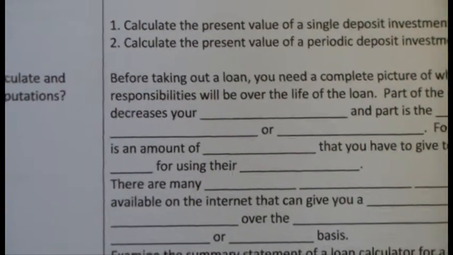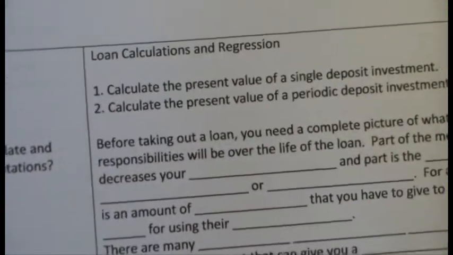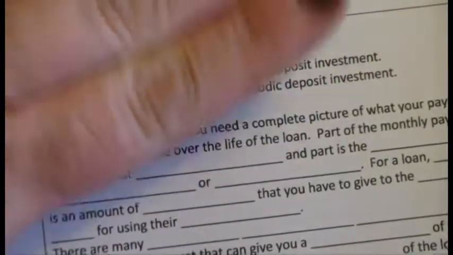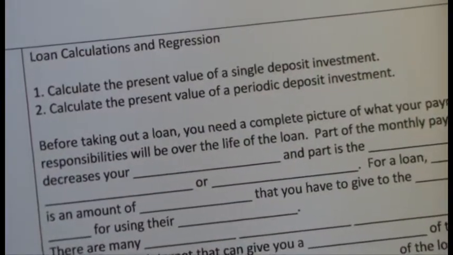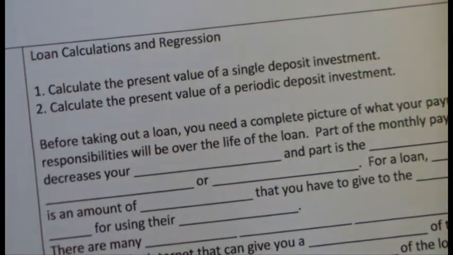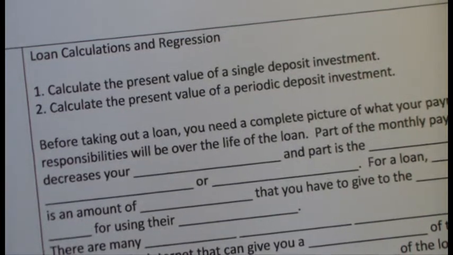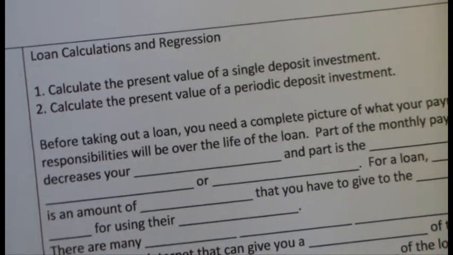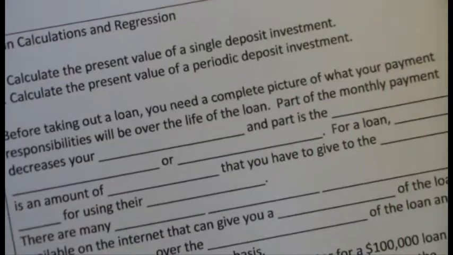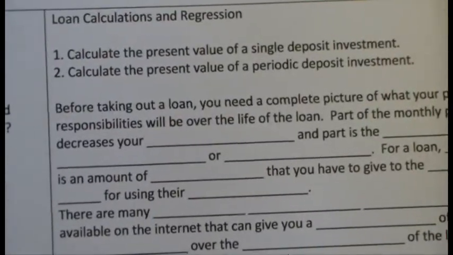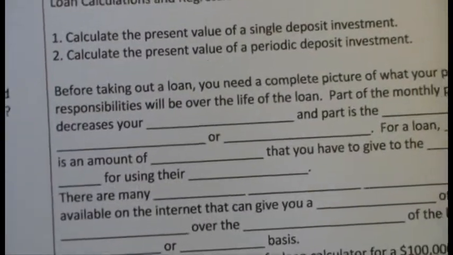All right, so these are the notes for loan calculations and regressions. Don't worry about those objectives up there. I think there was a misprint in the financial algebra book. Our real objectives: we're going to calculate the interest that you're going to pay over the life of the loan. We're going to figure out how long a loan needs to be, given some information, like you can only afford to pay so much in your budget, how long should the loan be for.